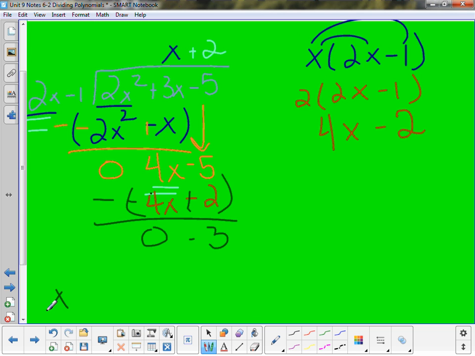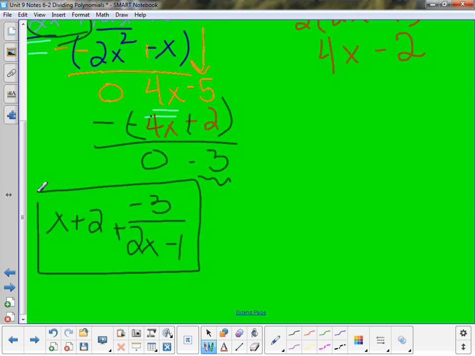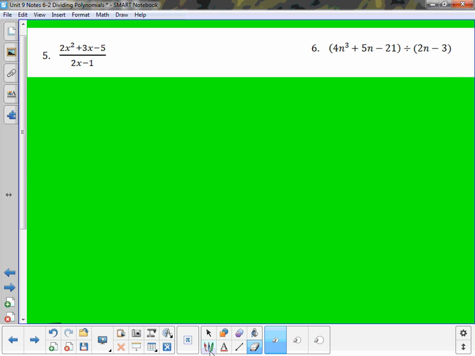So I'm going to start, and I have x plus 2. And then I'm going to take my remainder, which is negative 3. We're going to do plus negative 3, and we're going to write that over our original divisor, which is 2x minus 1. So this right here is your final answer. All right. This next one gets a little bit trickier.